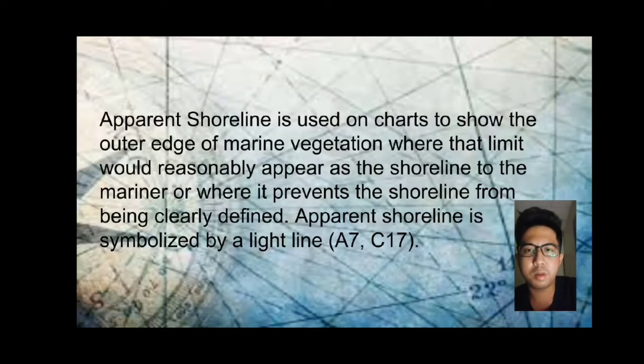I'm here to talk about apparent shoreline. Apparent shoreline is used on charts to show the outer edge of marine vegetation where the limit would reasonably appear as the shoreline to the mariner, or where it prevents the shoreline from being clearly defined. Apparent shoreline is symbolized by a light line. A7, C17.